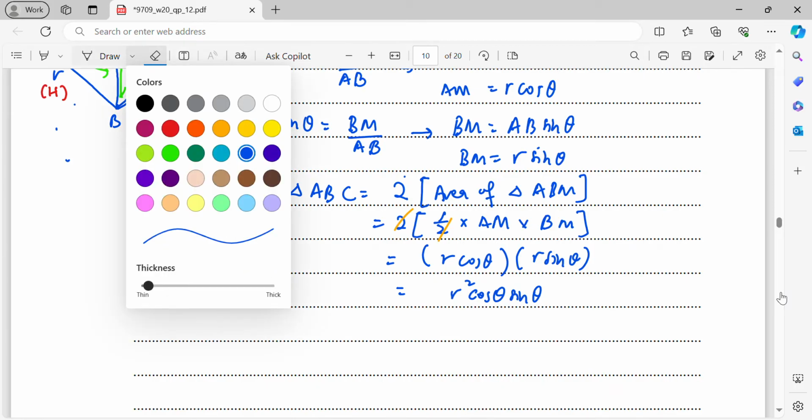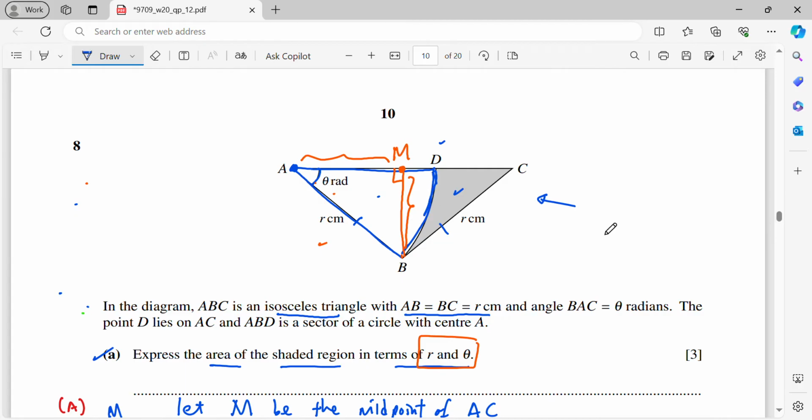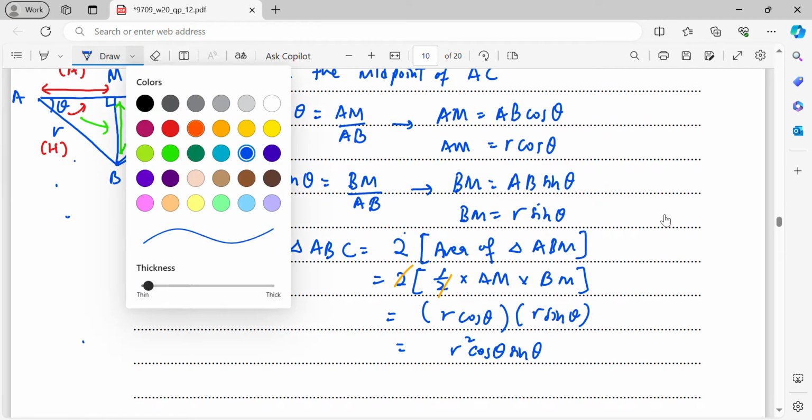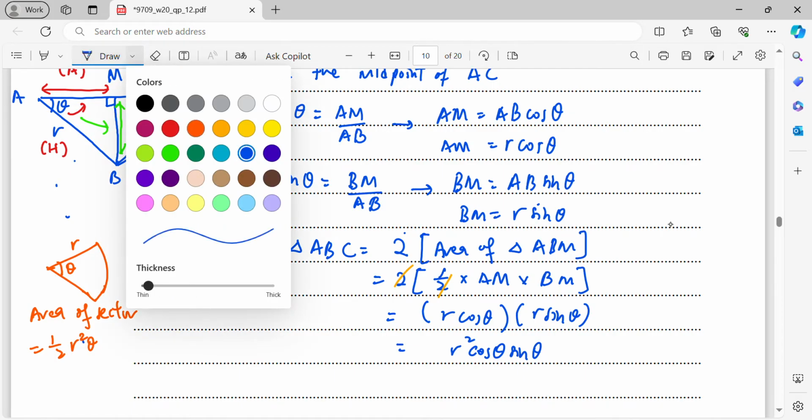Okay, now my area of the sector. So we have a formula for area of sector. If let's say this is your sector with angle theta and R is the radius, so area of sector is basically half R squared theta. Okay, so now I will just replace.